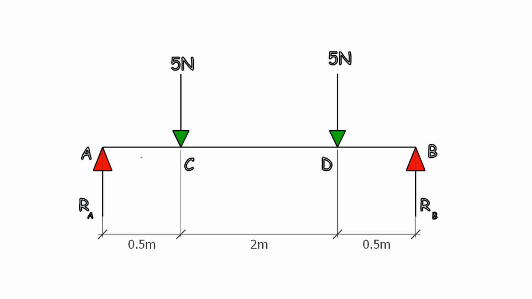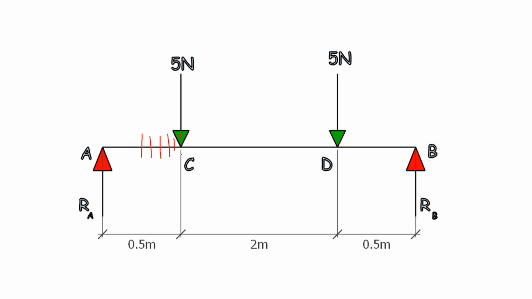Now, for example, if you make a cut at this section, to the left of this section you can see that RA is the only reaction acting to the left of the particular cross section. So the shear force at this location will be RA. If you make a cut here, RA. Here also RA, to the left of the point it will be RA.